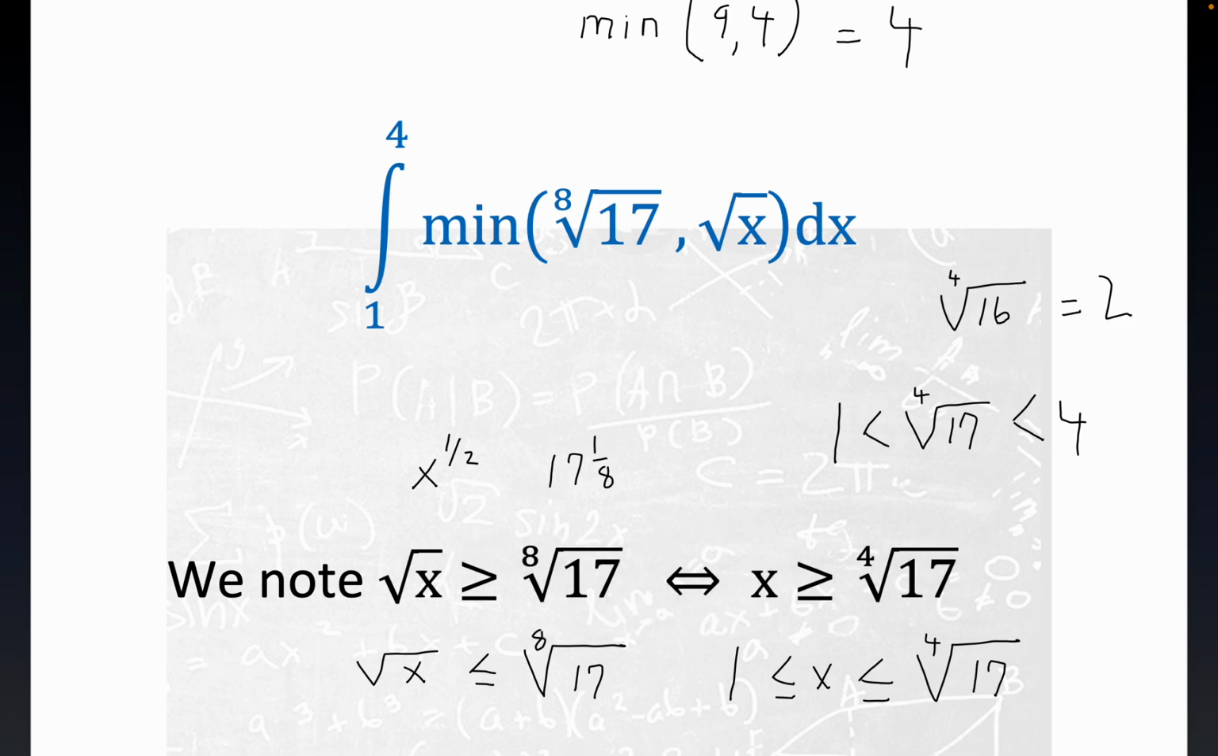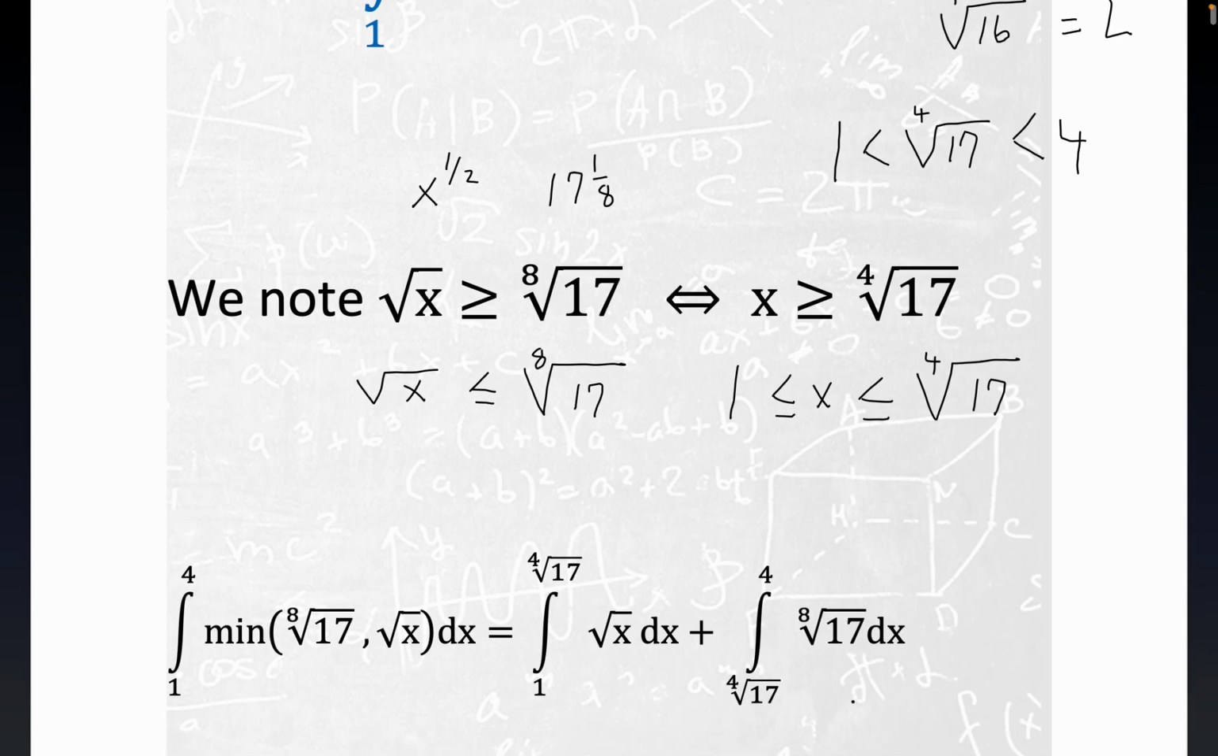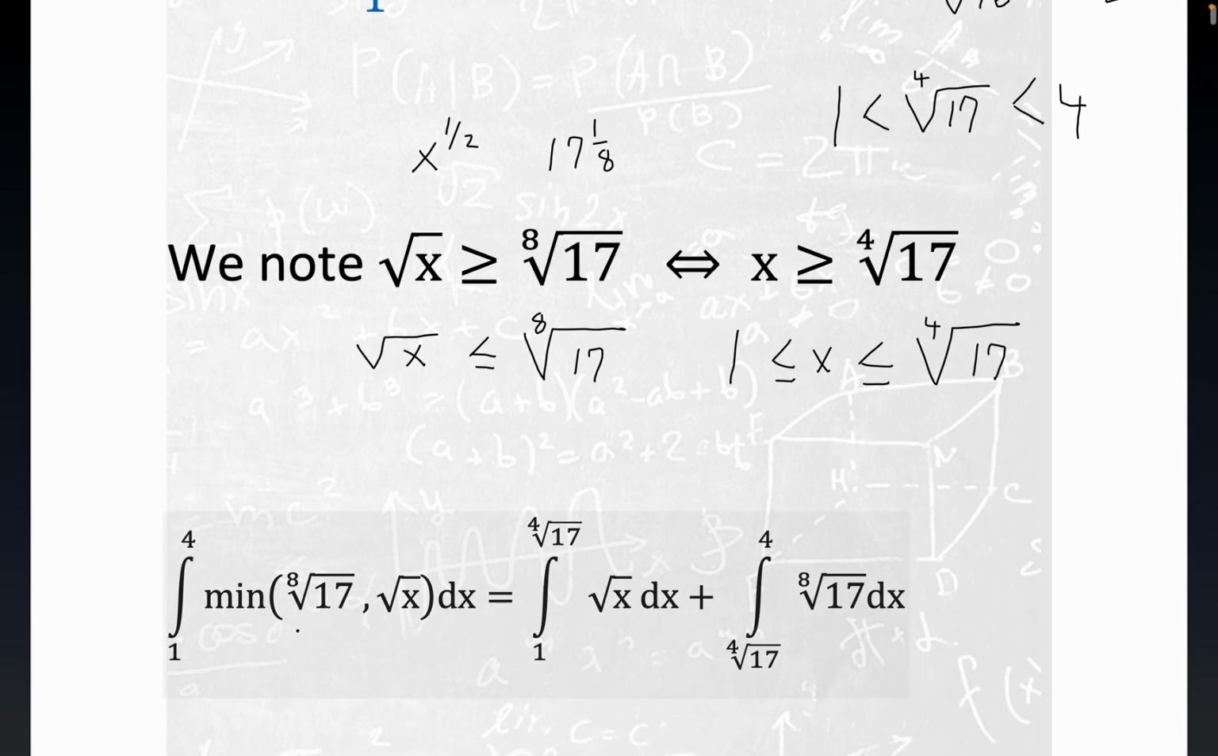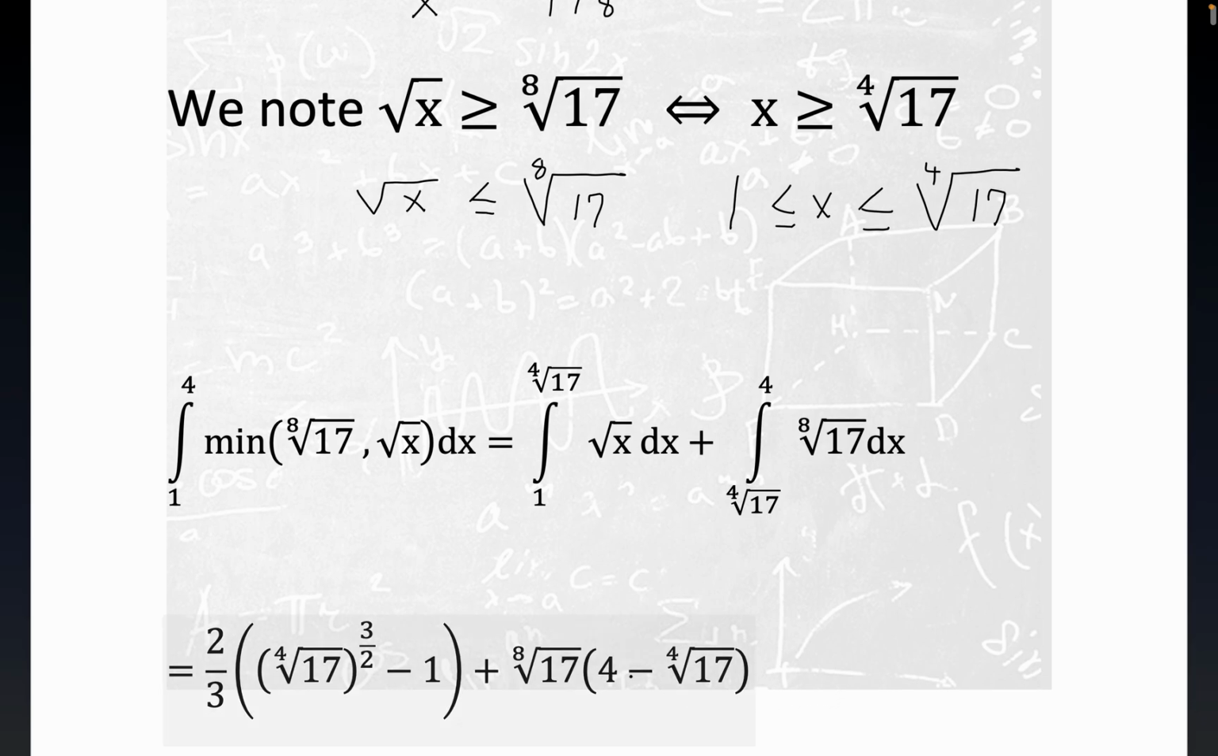Right, folks? So that means the square root of x is actually smaller than the 8th root of 17 when x is trapped between these two numbers. And that gives us motivation for the following statement. We can split the integral. Since root x is the smaller of the two values between 1 and the 4th root of 17, we split the integrals accordingly. And then it switches, you see. The 8th root of 17 is the smaller value when x is between the 4th root of 17 and 4. And so we just split the integrals, and the rest of it's just fairly routine.